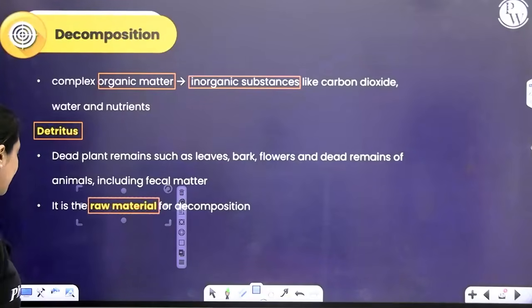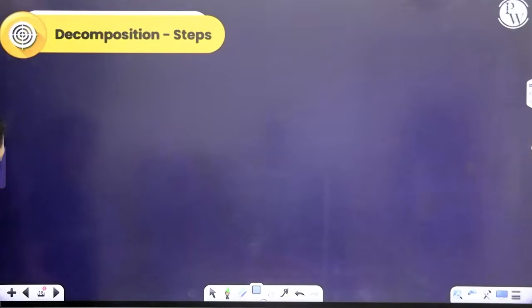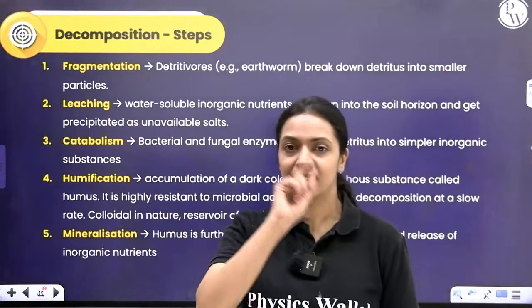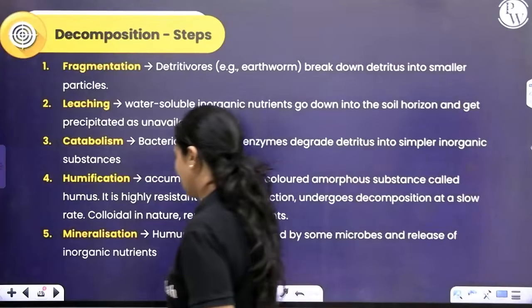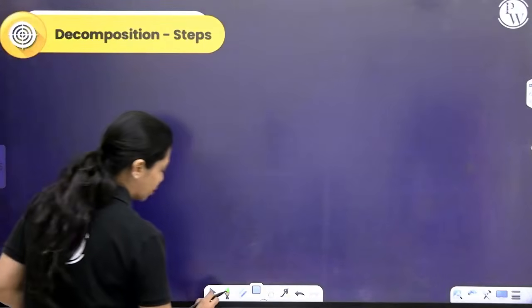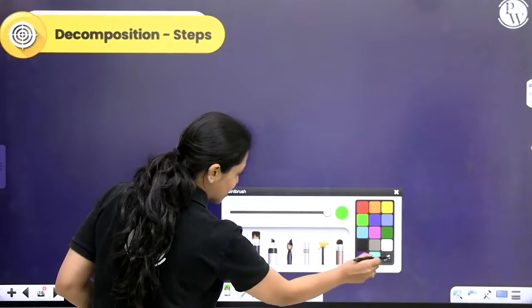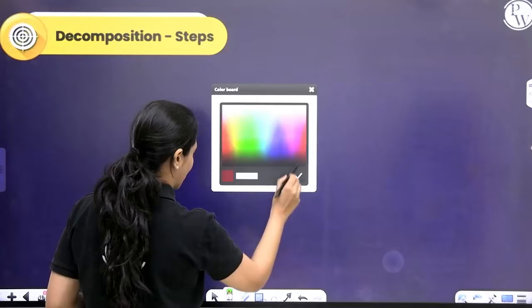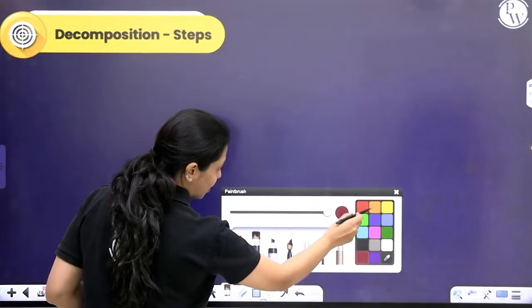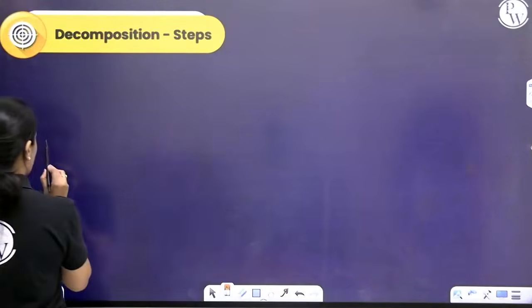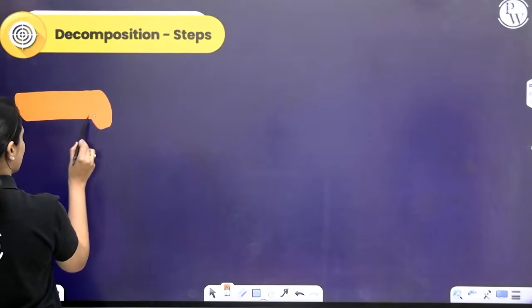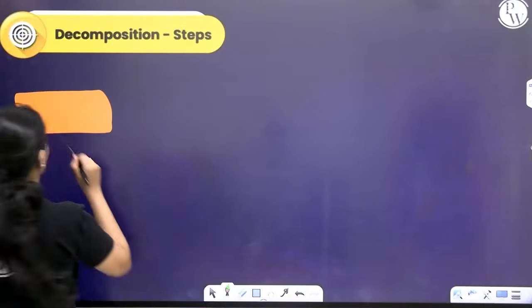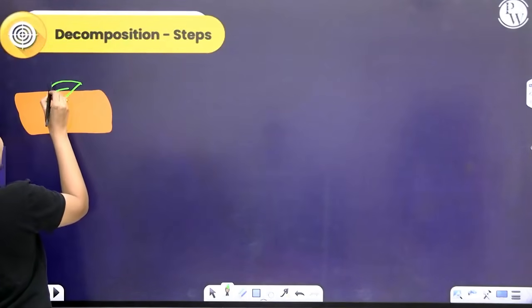How exactly does this decomposition happen? Let's understand that. Now, there are 5 important steps in decomposition. The first step is called fragmentation. Now, let's say a leaf has fallen onto the soil. A leaf from a plant has fallen onto the soil. Okay, maybe this color may not be very visible. I'll use orange for soil. Let's say there is soil. And on top of the soil, a leaf has fallen from a tree. Now this leaf is the detritus.